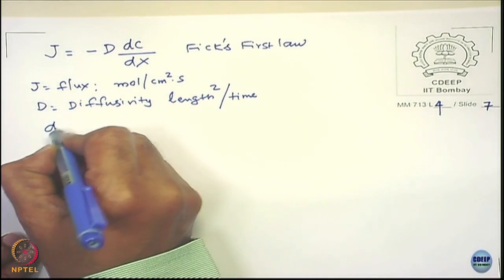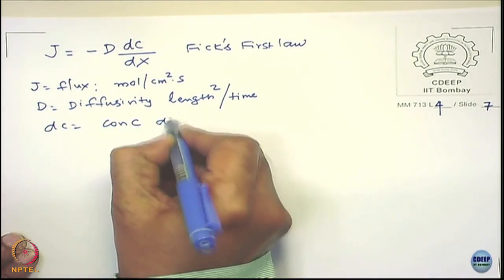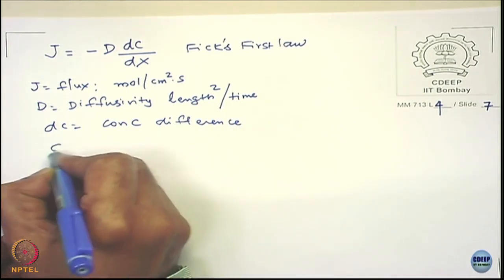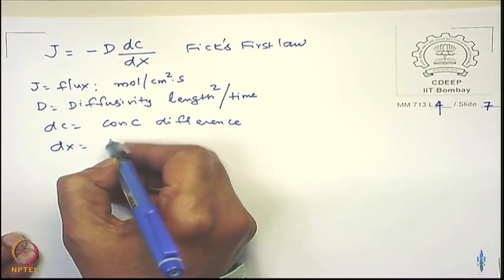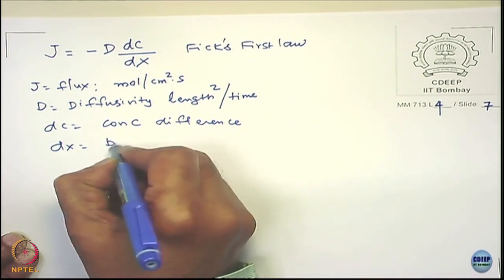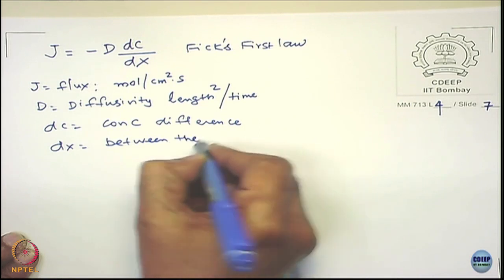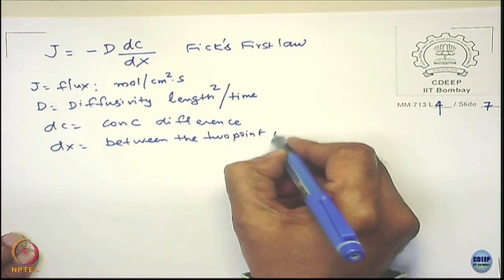What is dc? Concentration difference. What is dx? The distance between the two points where the diffusion occurs.